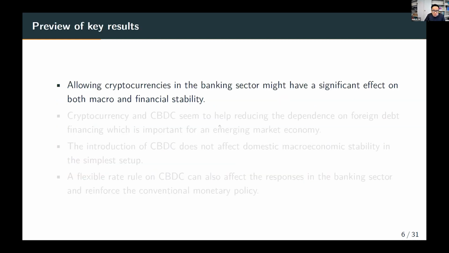Here is a preview of the key results of the paper. The paper shows that allowing crypto in the banking sector has a significant effect on both macro and financial stability.